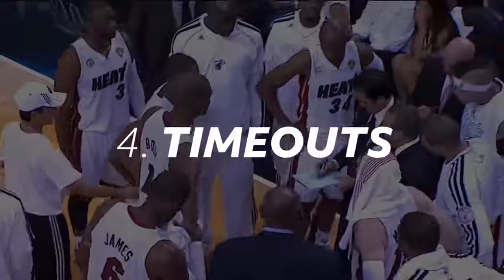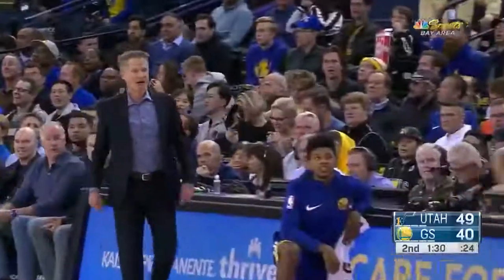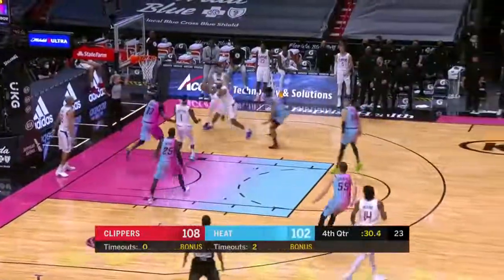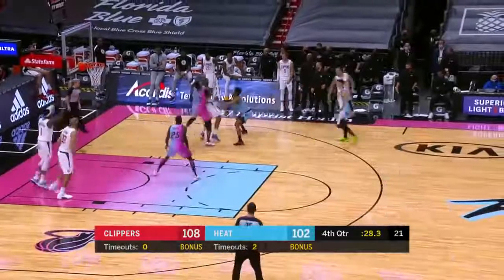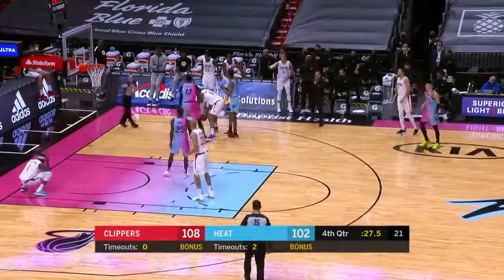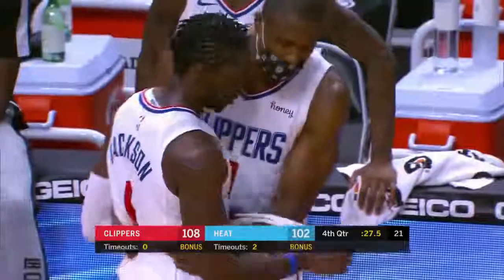Difference number 4. Timeouts. In the NBA, teams each have 7 timeouts during regulation. Each squad is limited to no more than 4 timeouts in the fourth quarter, and 2 timeouts per team after the 3-minute mark of the fourth period. In overtime, each team is allowed 2 timeouts. Also, coaches aren't the only ones who can call timeouts in the NBA. This can also be done by players that have possession of the ball.